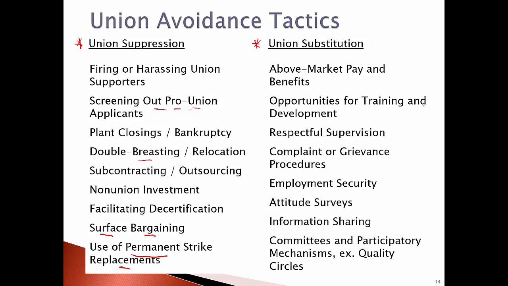Union substitution is a more paternalistic approach. We're attempting, in this case, to take care of our workers better so that they don't have a desire to have the union. So we do things like offer them an efficiency wage, something above market, and also maybe better benefits than they would get out in the market in general. We offer them opportunities for training and development. We want to see our workers grow. We offer respectful supervision so that workers feel like they're being treated like humans. We create a complaint or grievance procedure that allows employees to make complaints about unfair working conditions.